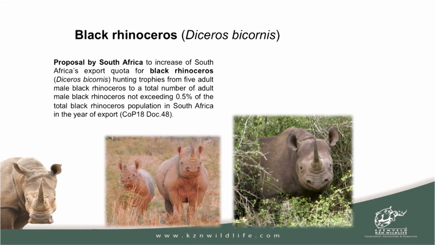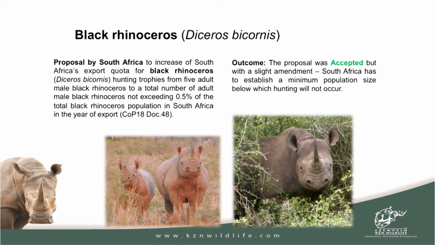Black rhino: the proposal by South Africa to increase South Africa's export quota for black rhino hunting trophies from 5 adult male black rhino to a total number of adult black rhino not exceeding 0.5% of the total black rhino population in South Africa in the year of export. So that was accepted, but with a slight amendment. South Africa has to now establish a minimum population size below which hunting will not occur.